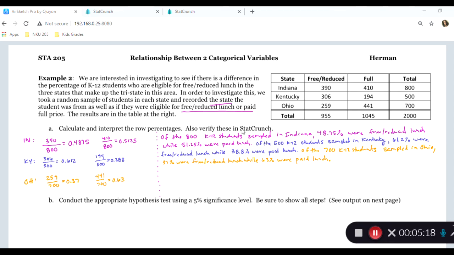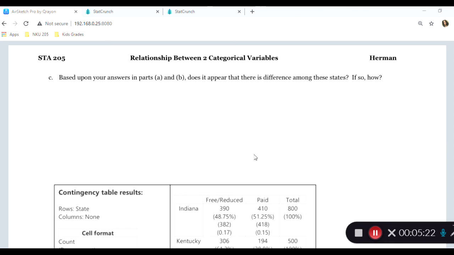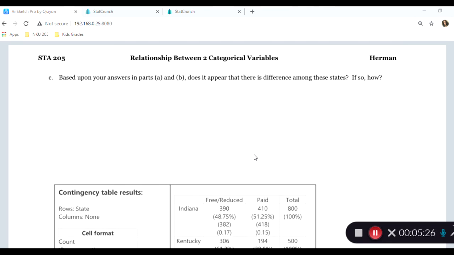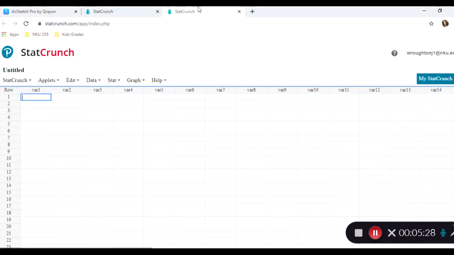I'm also going to verify these in StatCrunch, and really I'm going to go ahead and show you how we got all of the StatCrunch output that you see here on the next page. So the first thing I'm going to need to do is actually enter my table into StatCrunch. And so I'm going to put my state. I'm just going to go ahead and enter it in the same order that we have. And then I'm going to put my column names.